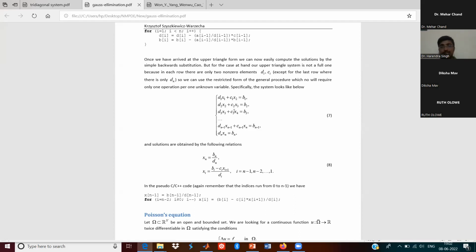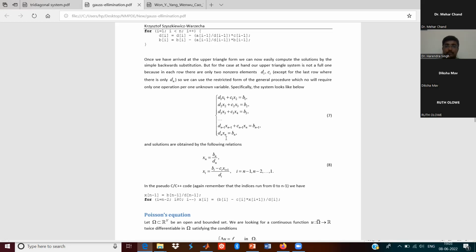Now you can see that if you want to calculate xn, then it will be simply bn by dn. Remember that the values of bn and dn are already changed according to the elimination. So xn equals bn by dn, and then we take backward substitution, that is, we will start from the backward and calculate the values.